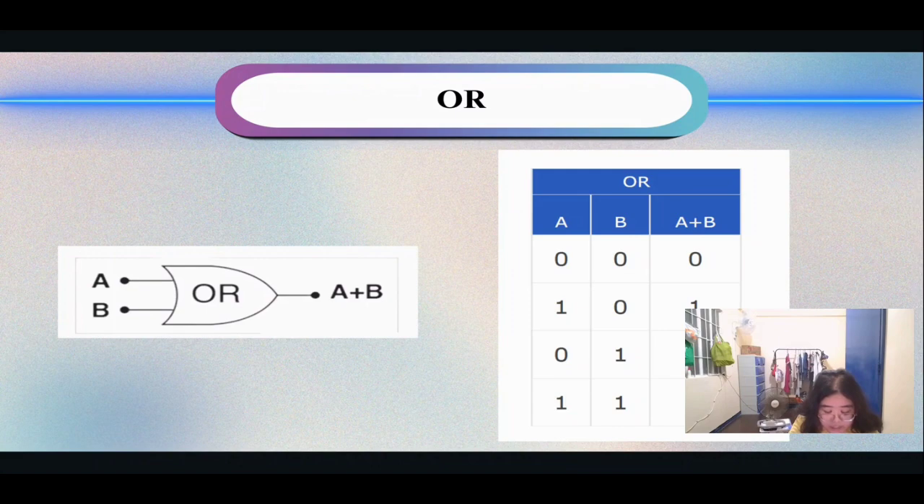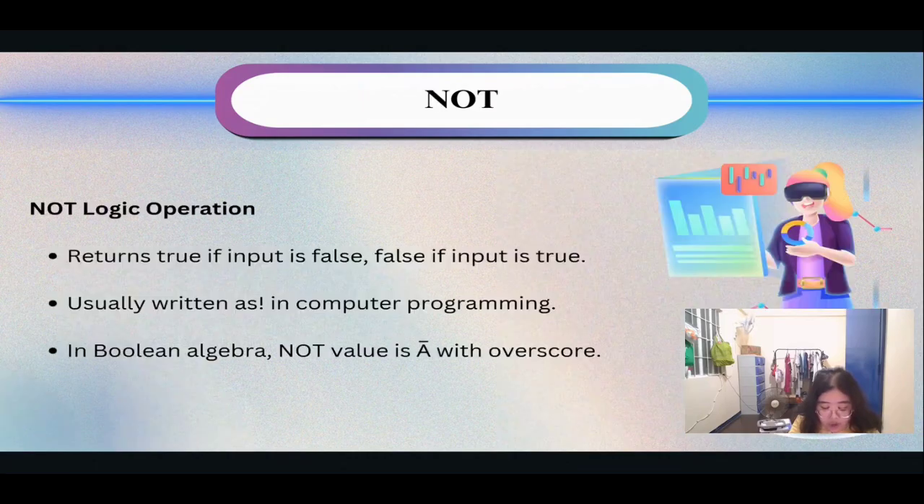Row 2, A is 1 and B is 0. Because at least one input is true, the result A + B is 1, true. Row 3, A is 0, false, and B is 1, true. Again, since at least one input is true, the result A + B is 1, true. Row 4, both A and B are 1, true. Since at least one input is true, the result A + B is 1, true.